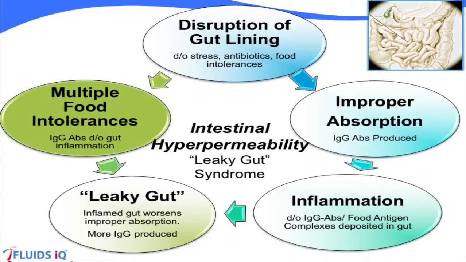If you go to the left side, you'll see that this is true with multiple food intolerances, where IgG antibodies are produced due to gut inflammation. This gut inflammation can also be caused by IgG antibody food antigen complexes which are actually deposited in the gut. And the effect is an inflammation that worsens with improper absorption, and of course, that would cause even more IgG. So you have almost a feedback loop that takes place.